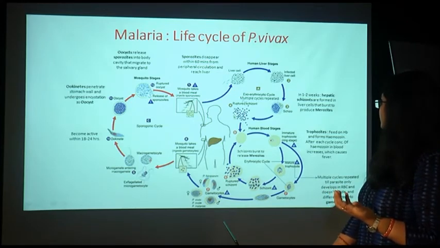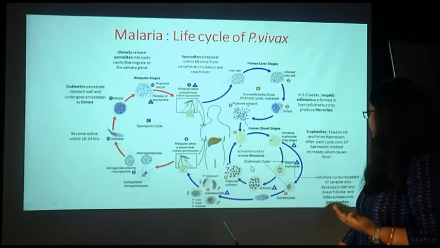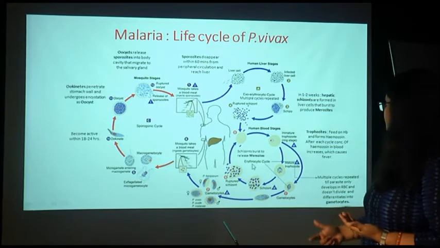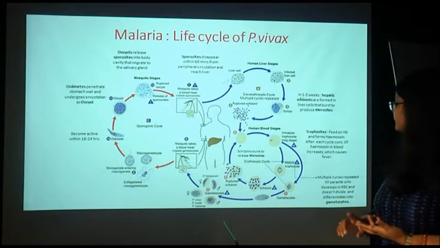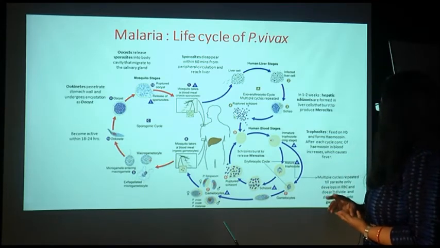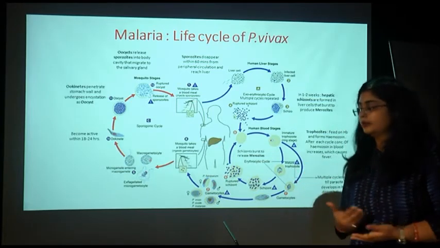Now after each cycle, I forgot to mention this: the cycle that happens inside the liver cells is called the exoerythrocytic cycle, and the one that happens inside the RBCs is called the erythrocytic cycle. So now after each erythrocytic cycle, the concentration of hematozoin and merozoites increases in the blood, and this is what is responsible for manifesting fever.